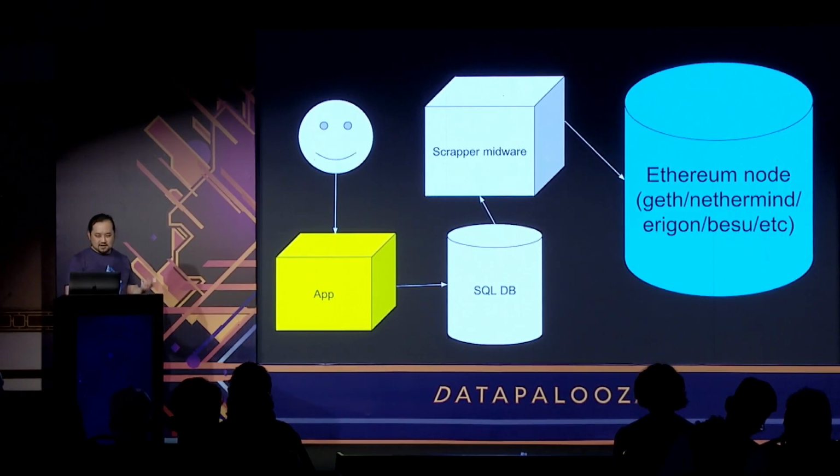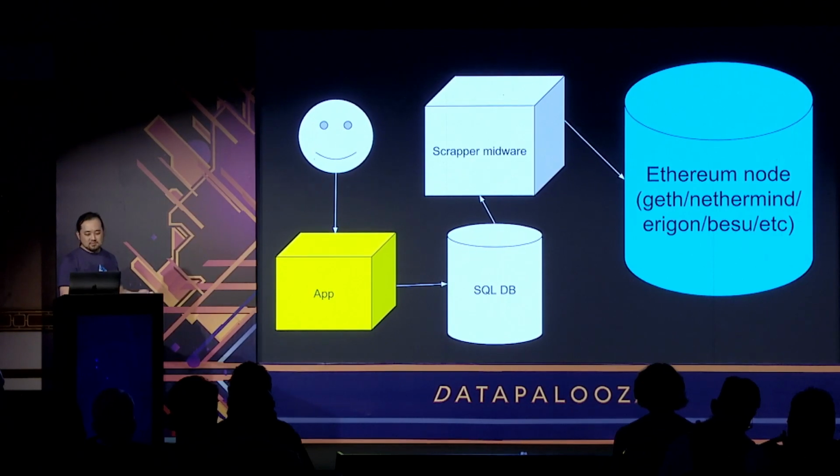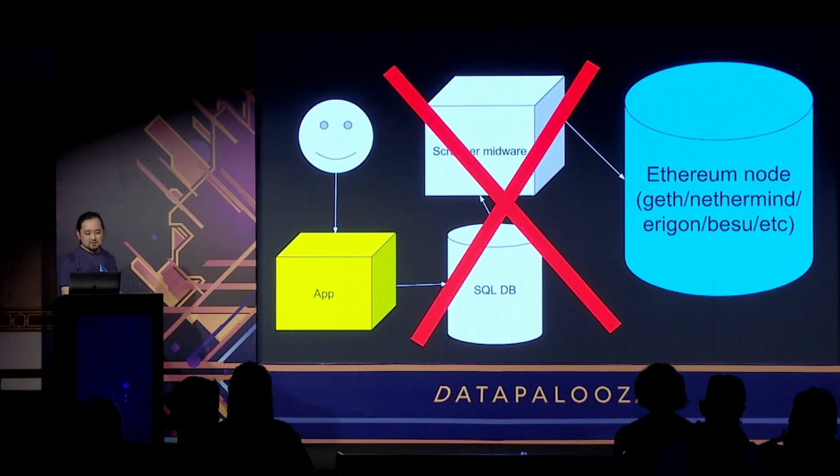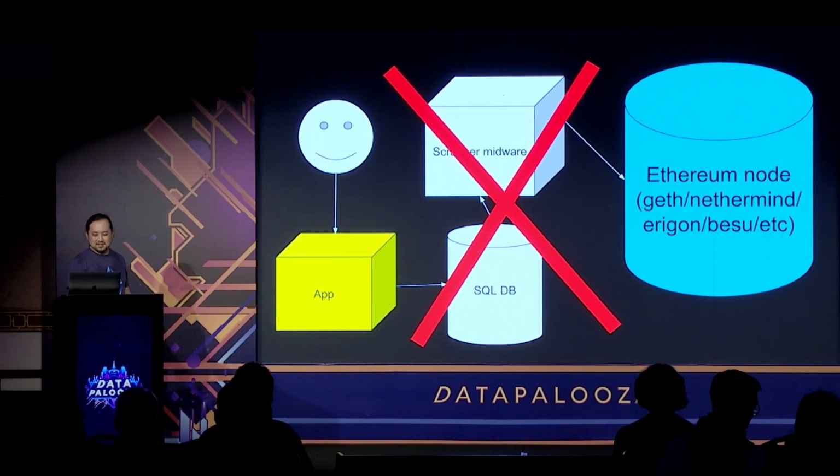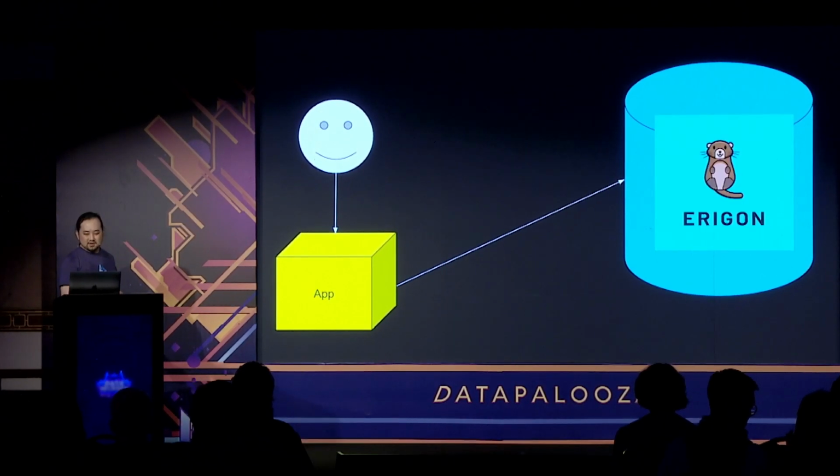So now let's get back to our original diagram. What we proposed was to simply get rid of everything in the middle, cut the middleman. In our vision, the application should talk directly to an Ethereum node, and more specifically, in our case, an Erigon node, and get everything it needs.